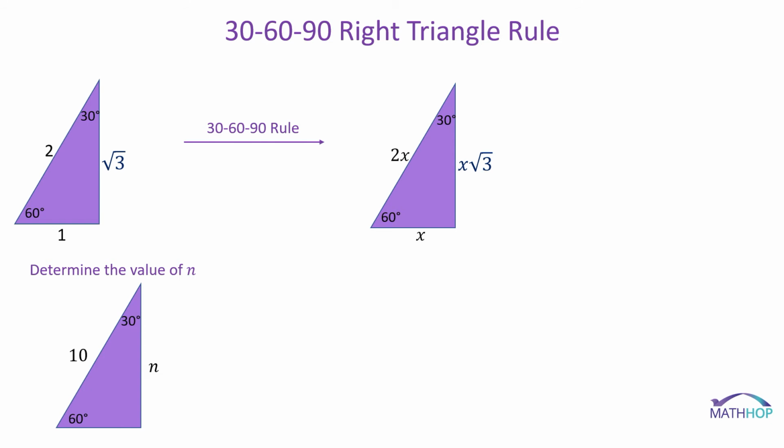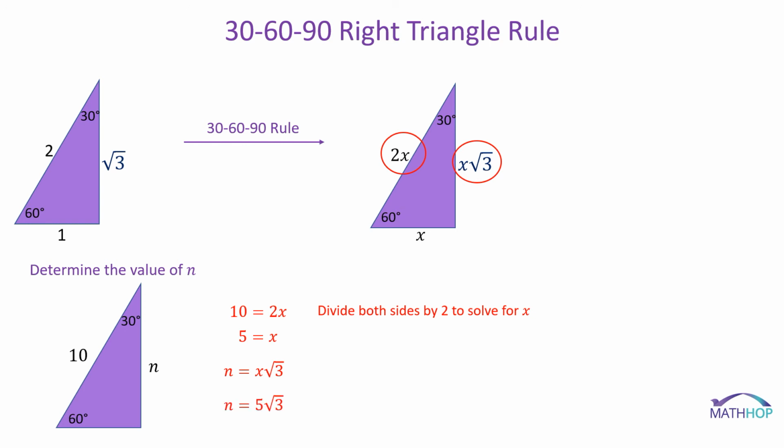They've given us 10. 10 represents our 2x because that's our hypotenuse in our rule. So I'm going to divide both sides by 2 to solve for x, and I see that x equals 5. Once I know x equals 5, I now know that this base down here is equal to 5. They didn't ask me for that. They asked me for the height. So I really have to know my rule. I have to know that the height is x times rad 3. I have to know that rule. So now I have to say x is 5. X times rad 3 is 5 rad 3.